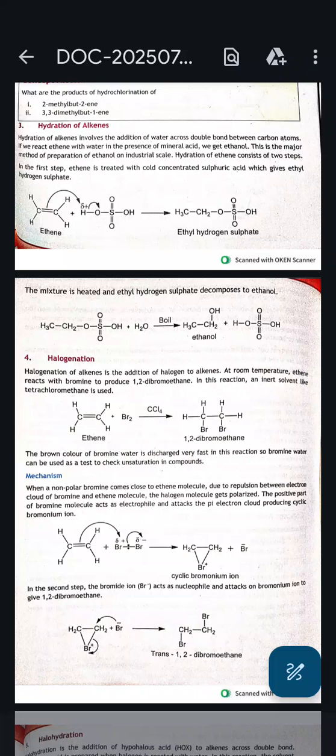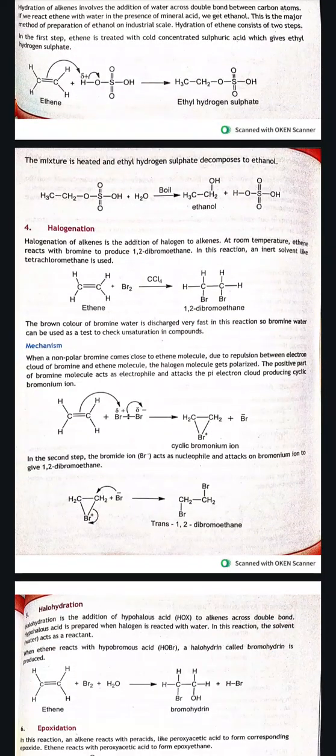After that, when the mixture is heated, the SO3H will be removed, and the hydrogen from the water is taken up by the electronegative oxygen, and the product will be ethanol plus H2SO4. Here the H2SO4 is acting as a reagent that is catalyzing this reaction.